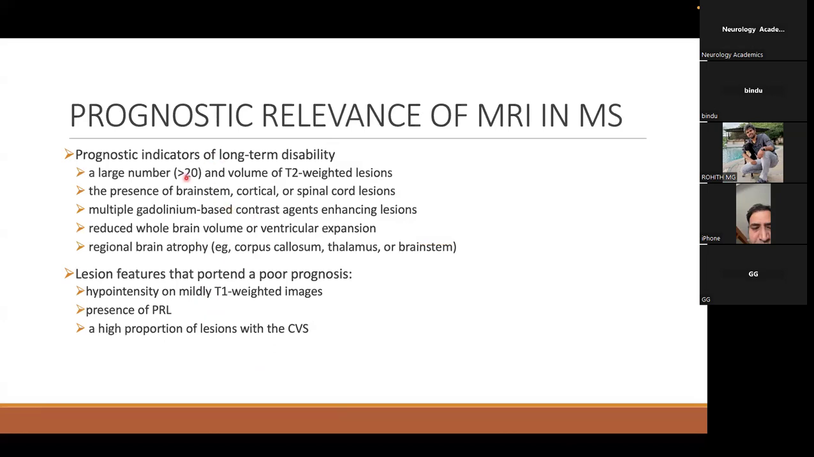If there is a large number of lesions, more than 20 lesions, a higher volume of T2 weighted lesions, the presence of infratentorial and spinal cord lesions, cortical lesions, 2 or more gadolinium enhancing lesions, a reduced whole brain volume, or ventricular expansion, or regional brain atrophy, that means long-term disability. And lesion features are, if it is hypointense on T1, if there is the presence of paramagnetic rim lesions and a high proportion of lesions with central vein sign, it portends a poor prognosis.